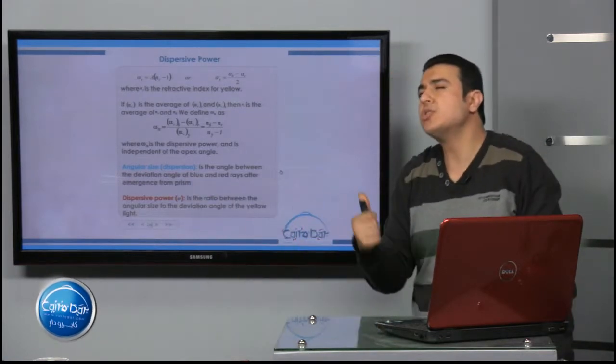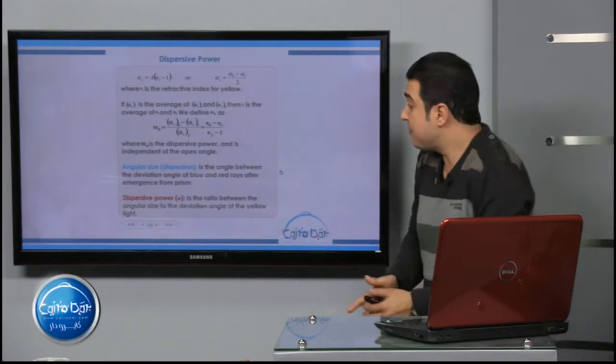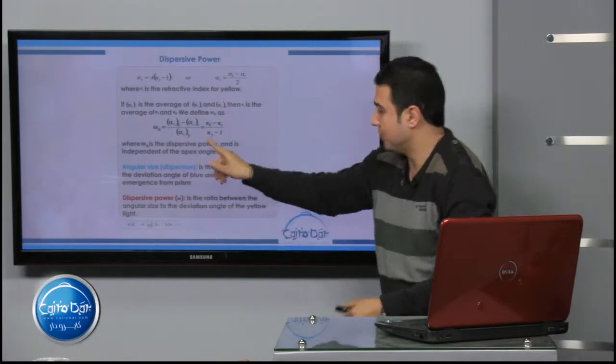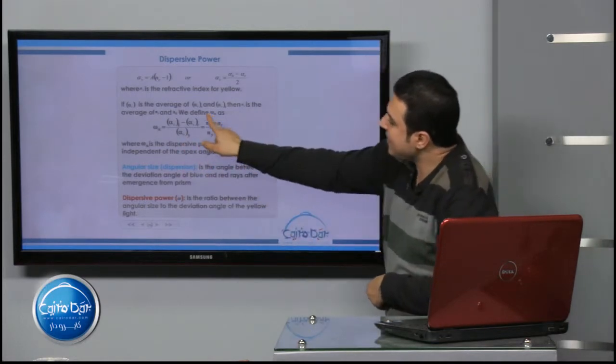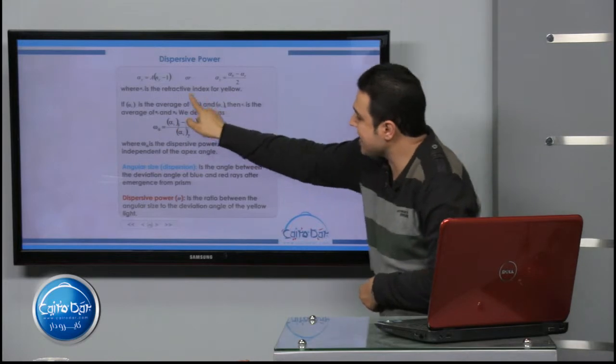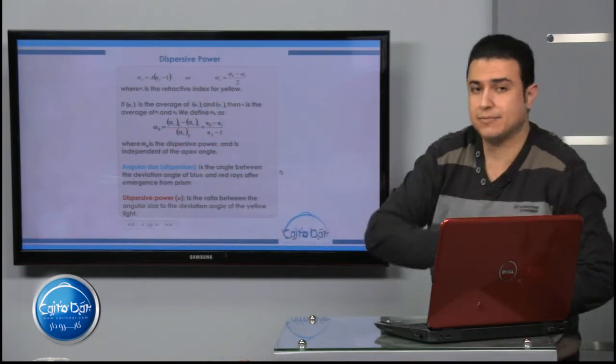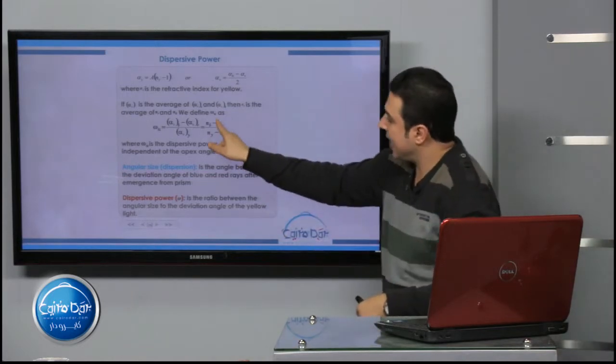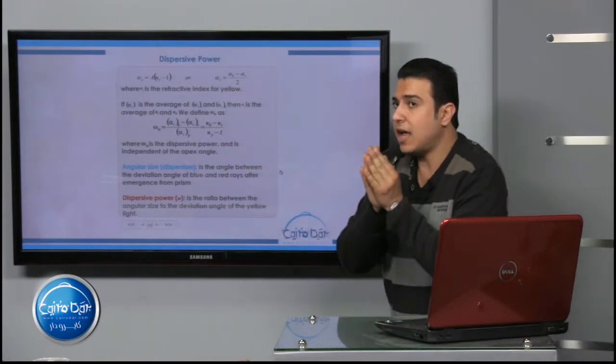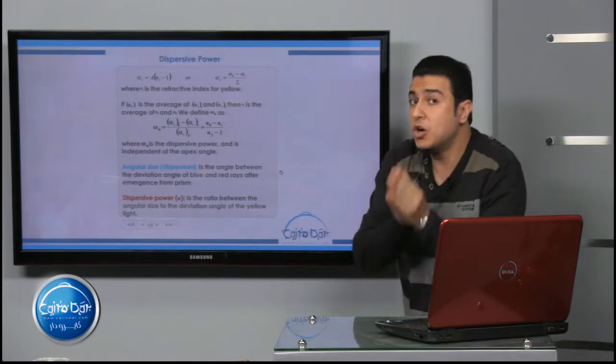What about the dispersive power? Dispersive power, as you see here, is a ratio between the angular size to the deviation angle of the yellow light. It is the ratio, omega alpha, the dispersive power.